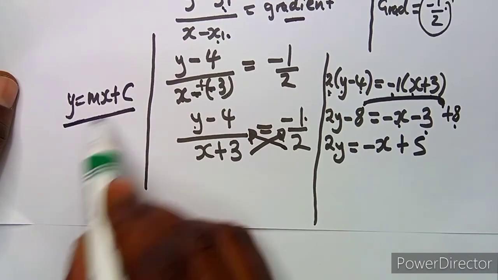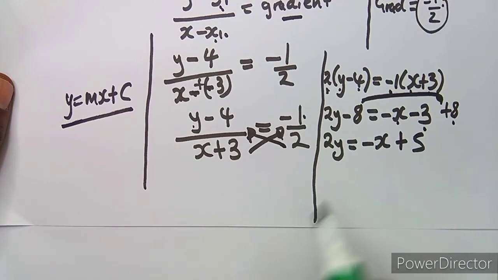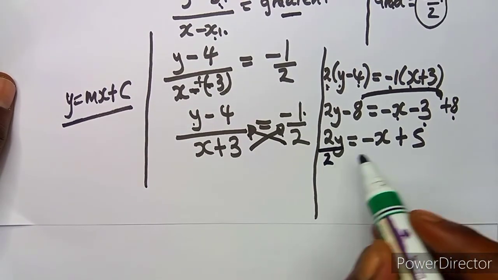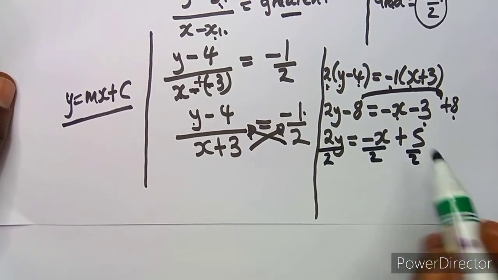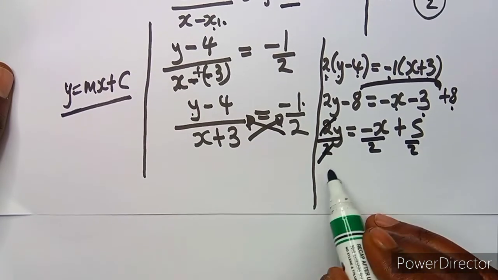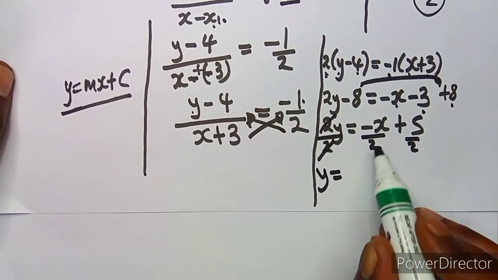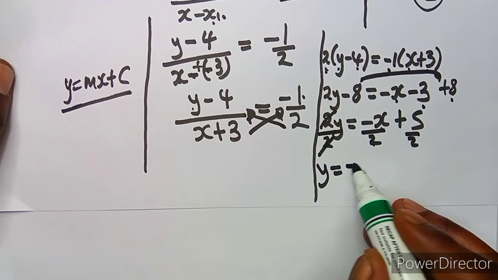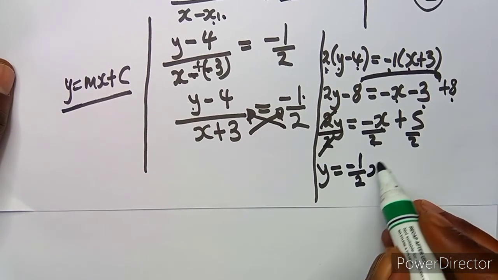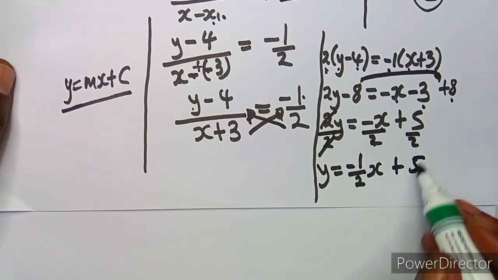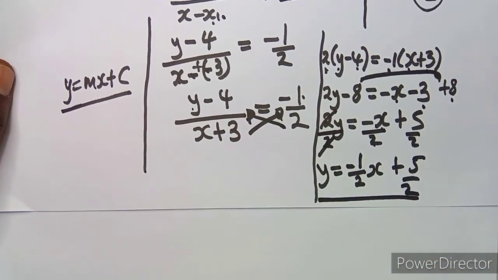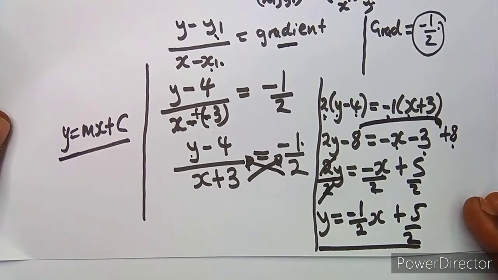If they ask you to leave your answer in this form, what are you going to do? You divide everything by 2, by 2, by 2. If you divide by 2, you've made y the subject. So it's going to be minus x over 2, which is the same as minus half x plus 5 over 2. As you can see, we are obtaining the same equation.